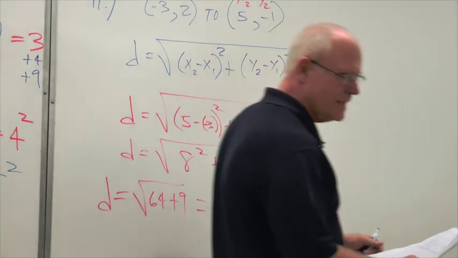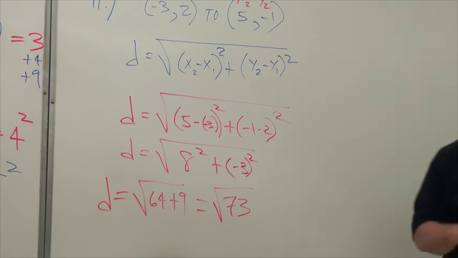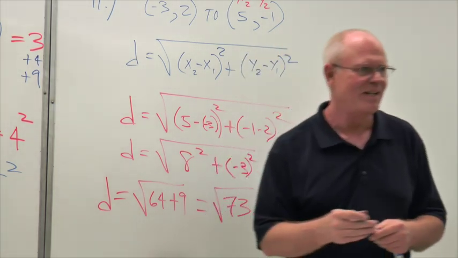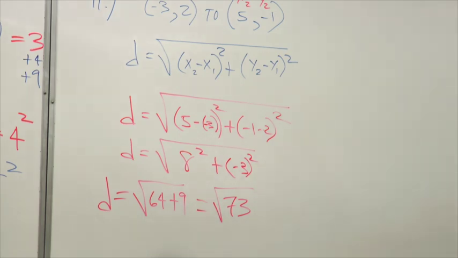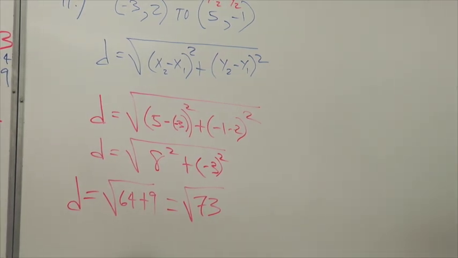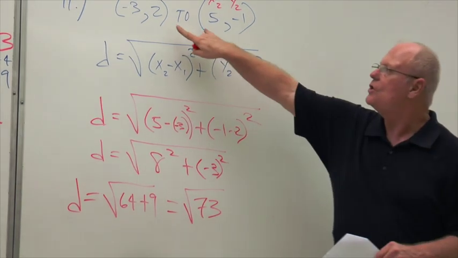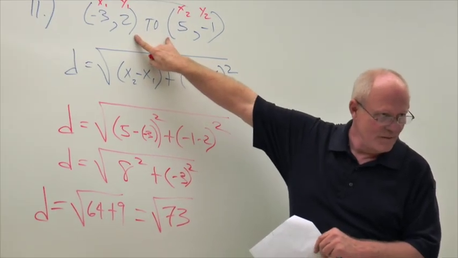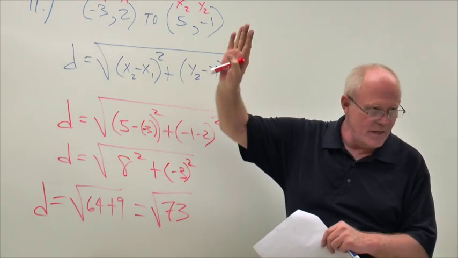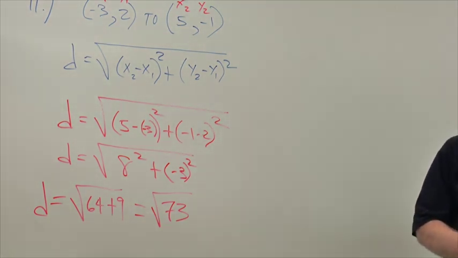Is 73 simplifiable or not? No? Okay, good. What kind of number is 73? Prime number? But anyway, it doesn't have any factors that are what? Perfect square. So it can't be simplified. Good. So the distance between these 2 points, which are not perfectly horizontal or vertical with respect to the xy axis, is the square root of 73, based on the Pythagorean theorem, by the way, right?